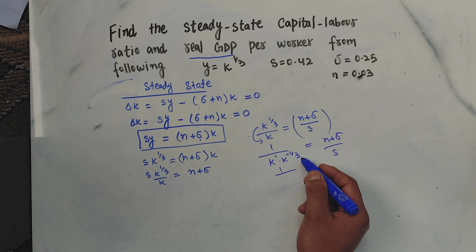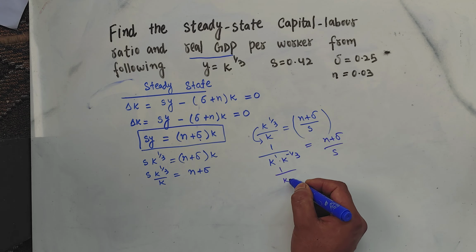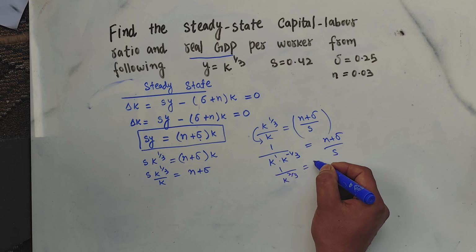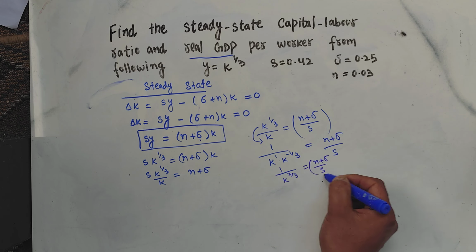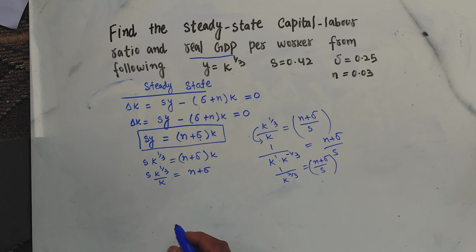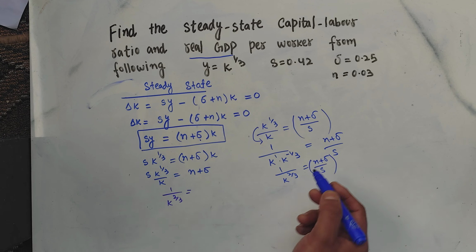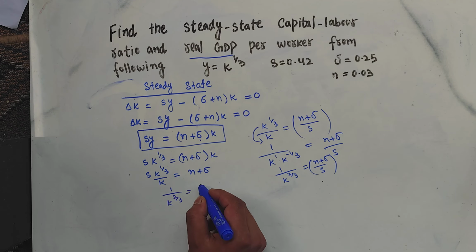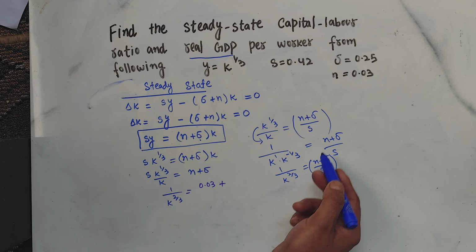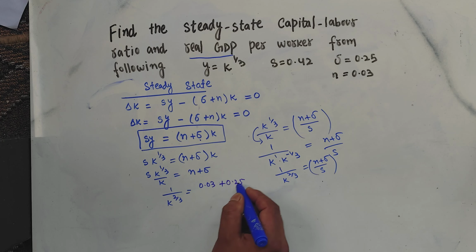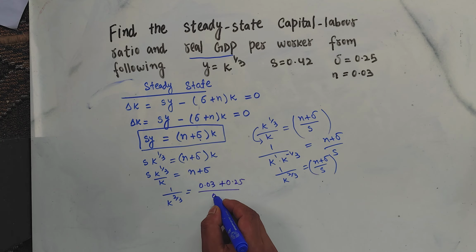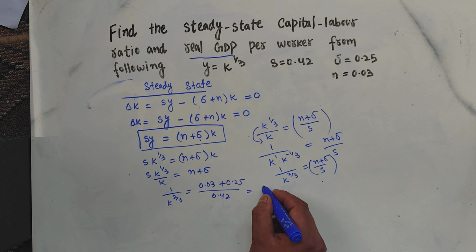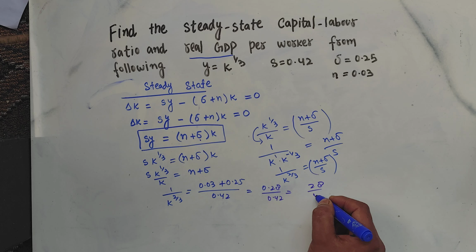Here we have the same base, so we can subtract the exponents, and it becomes 1 upon k raised to the power 2/3 equal to (n plus del) upon s. Now let us put in the specific values. n, the population growth rate, is 0.03, depreciation is 0.25, and the savings rate is 0.42. So it will be equal to 0.28 upon 0.42, which becomes 28 upon 42.